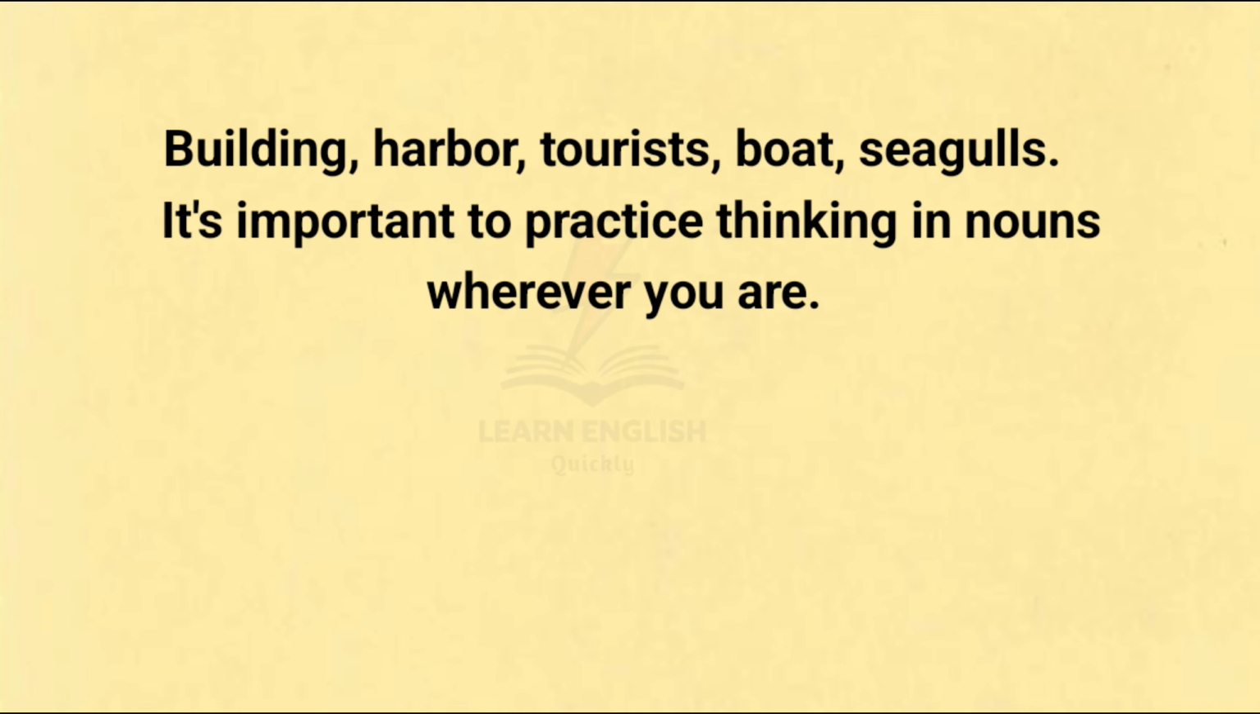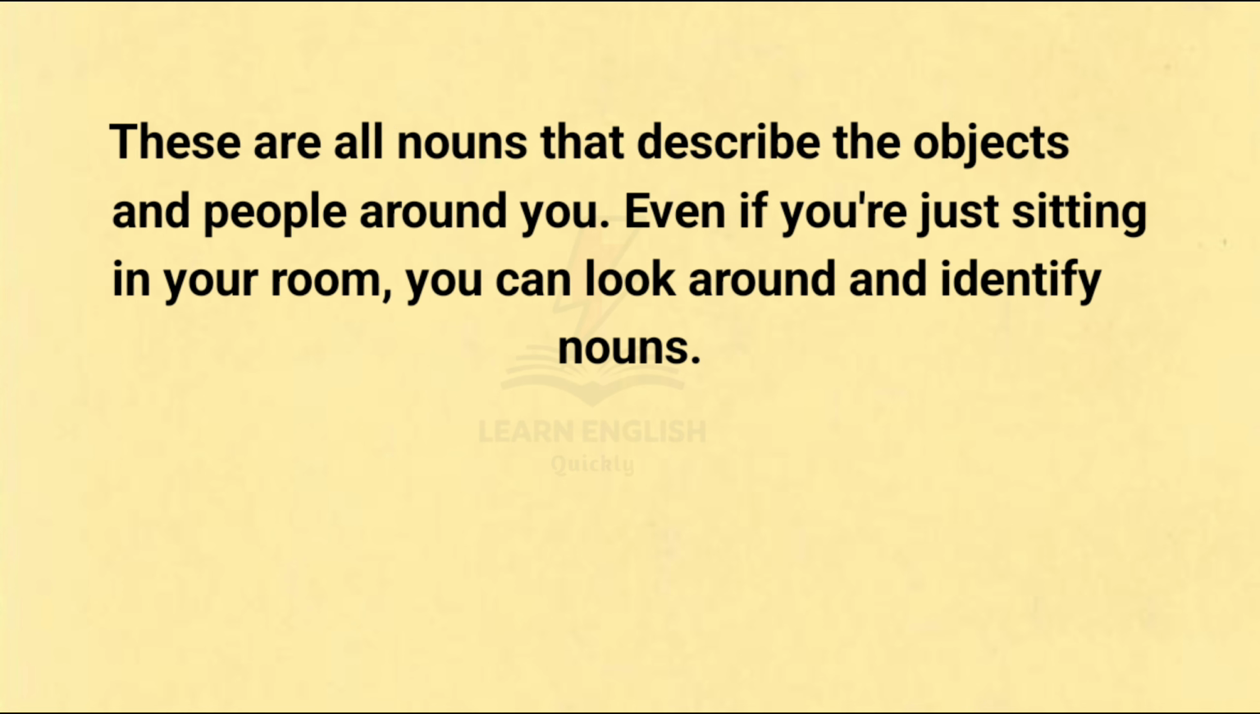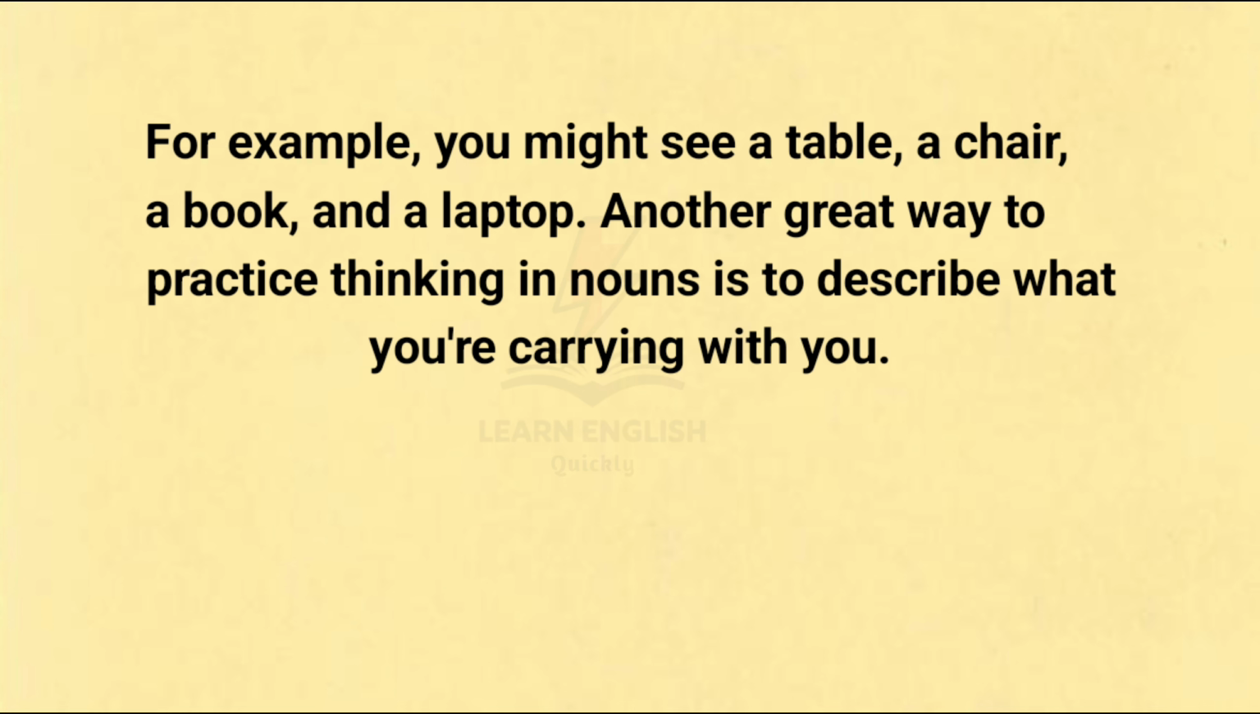It's important to practice thinking in nouns wherever you are. If you're at a market in Vancouver, Canada, you might see fruits, vegetables, spices, and vendors. These are all nouns that describe the objects and people around you. Even if you're just sitting in your room, you can look around and identify nouns. For example, you might see a table, a chair, a book, and a laptop.